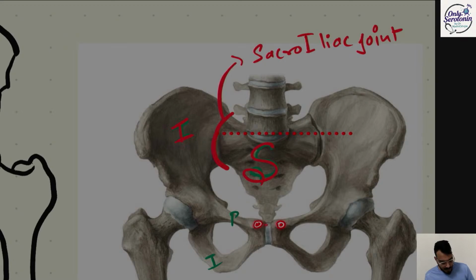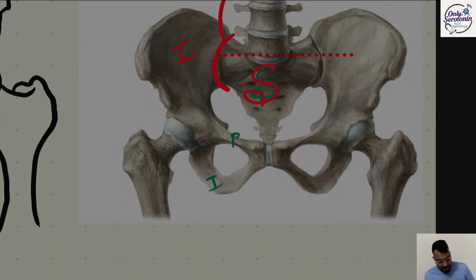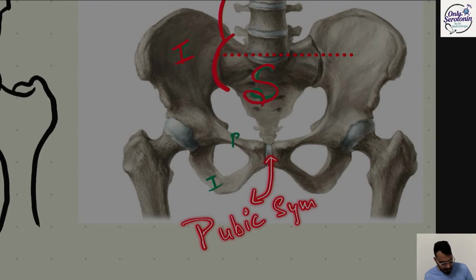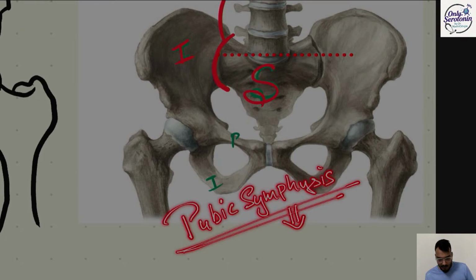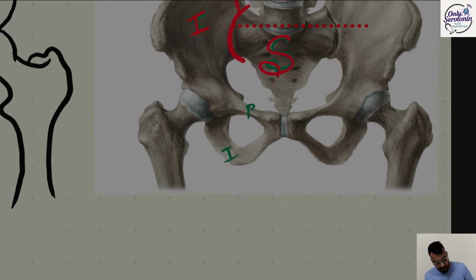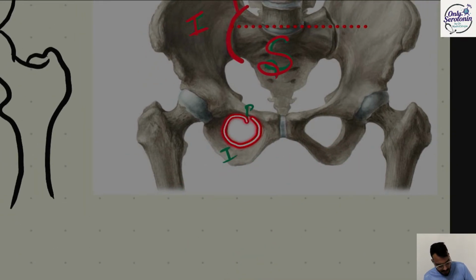Two pubic tubercles are joining with each other, and this is what, guys? This is your pubic symphysis. The first question for today for you guys is what, guys? Pubic symphysis is what, guys? It is secondary cartilage. Okay, your secondary cartilage. The hole which you can see here, this hole is what, guys? This is your obturator foramen, right?